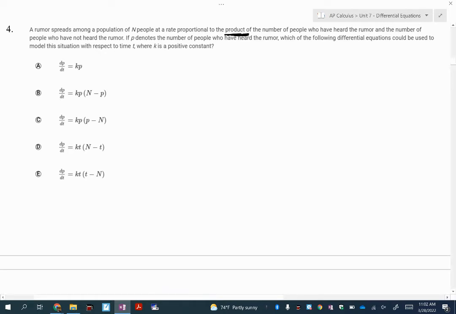All right, so the product of the number of people who have heard the rumor, where P denotes the number of people that have heard it, times, if my population is N, N minus P, the people who haven't heard it, is going to be equal to a rate. The rate tells me the situation with respect to time. For the letter I'm using above, dP/dt, with respect to time, is the rate of the number of people who have heard it, which is letter P.